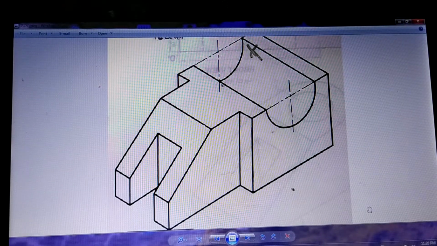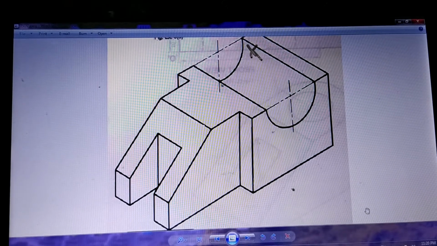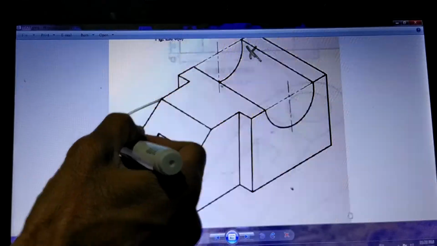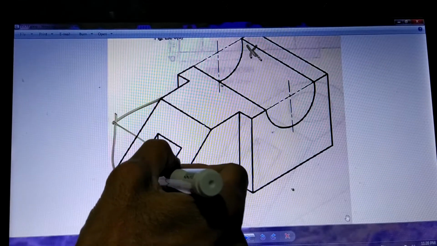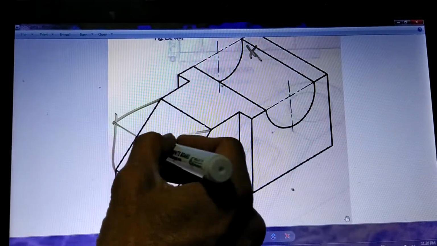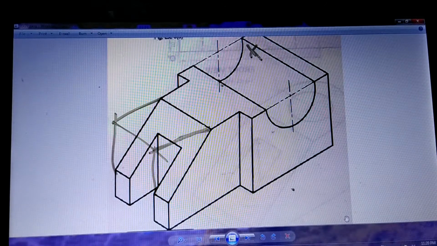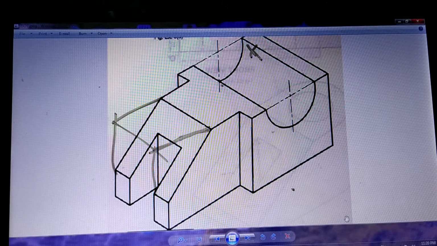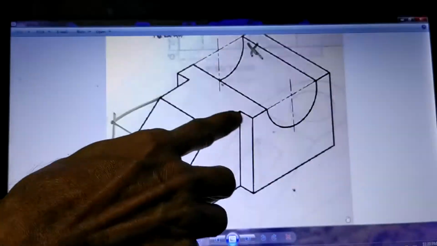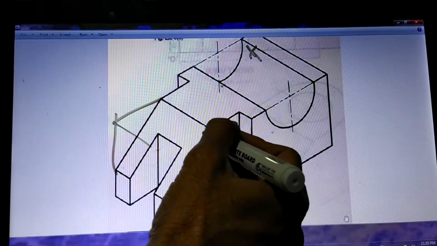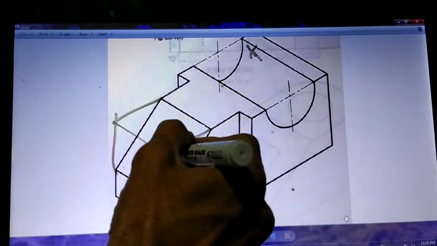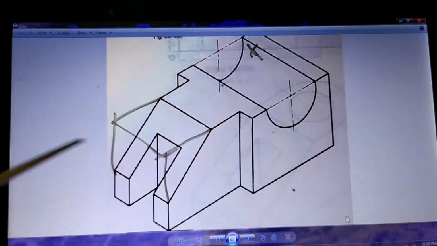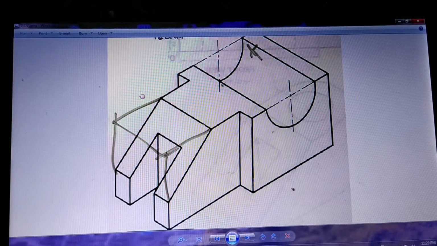So you can see here, as per the given dimensions, this box you can draw as per the given dimensions. This end to end side will come here, like this. So we have drawn the box initially.